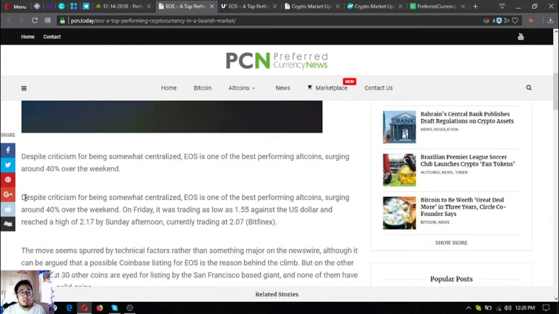Despite criticism for being somewhat centralized, EOS is one of the best performing altcoins, surging around 40% over the weekend. On Friday, it was trading as low as 1.55 against the US dollar, and reached a high of 2.17 by Sunday afternoon. Currently trading at 2.07 at Bitfinex.